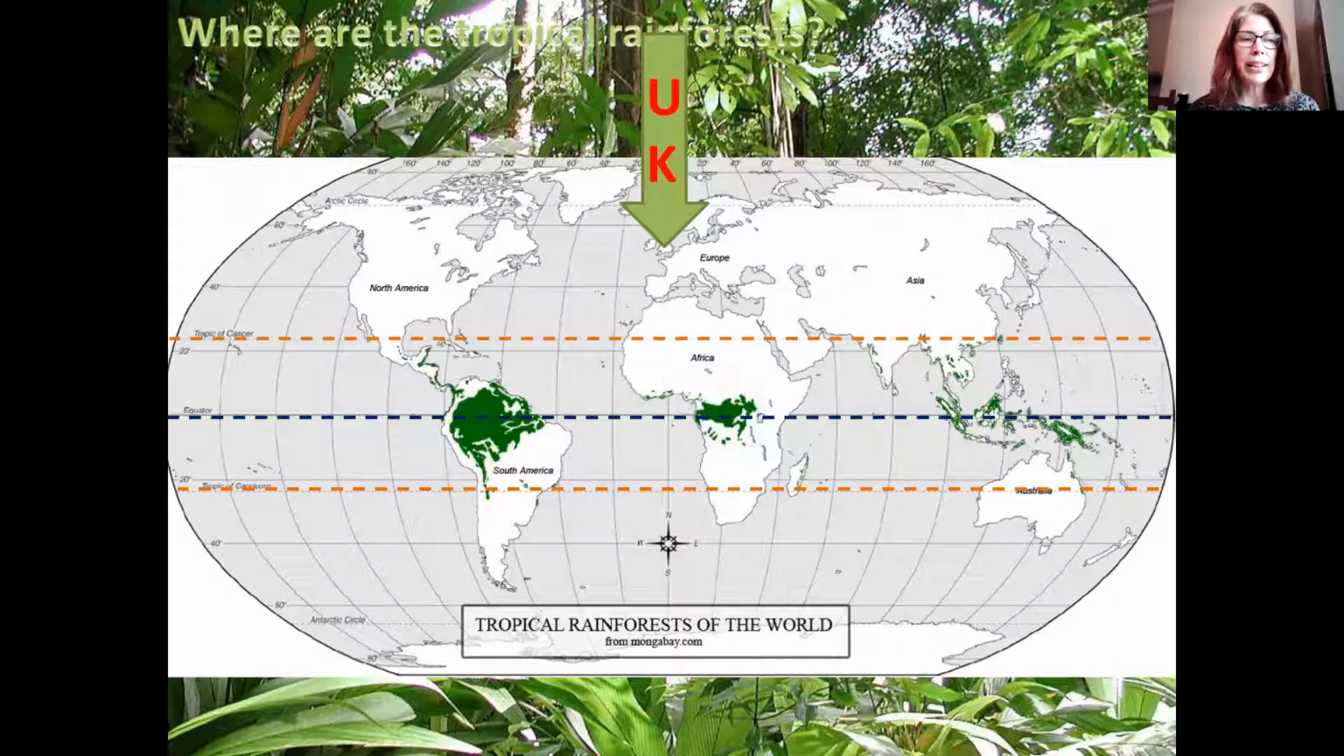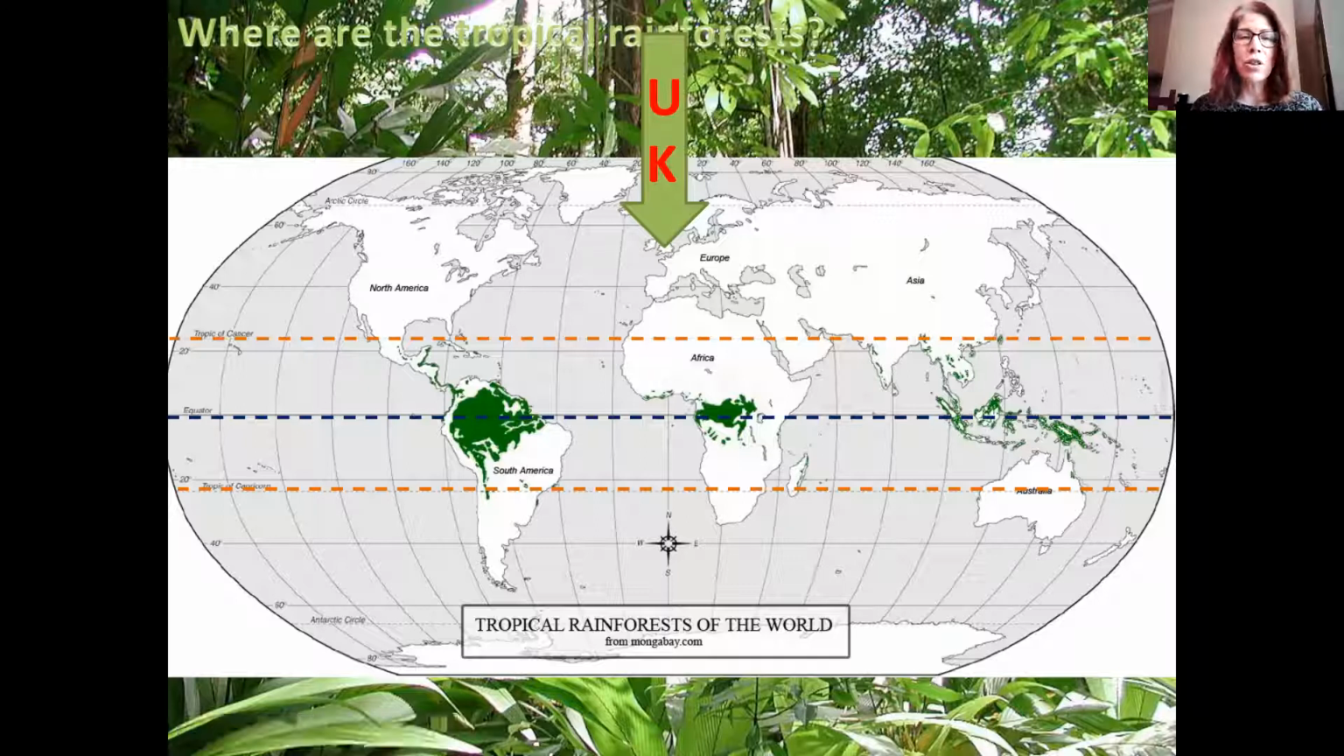But those two red lines show you at the top, the Tropic of Cancer, and at the bottom, the Tropic of Capricorn. And then in the middle, the black line is the equator. Now, that's an imaginary line that divides our planet into a northern hemisphere, the part that's above it, and a southern hemisphere, the part that's below.